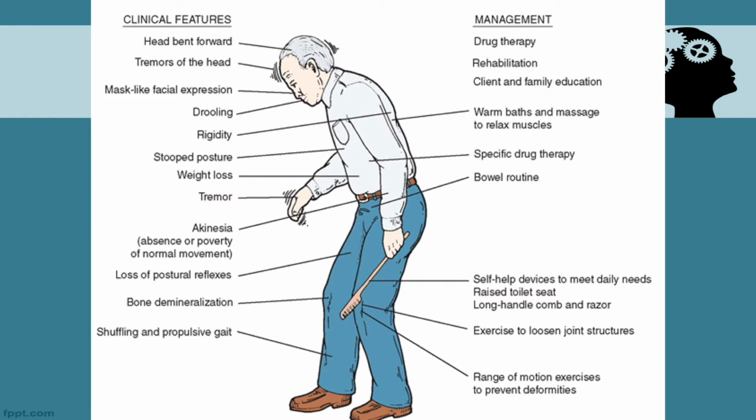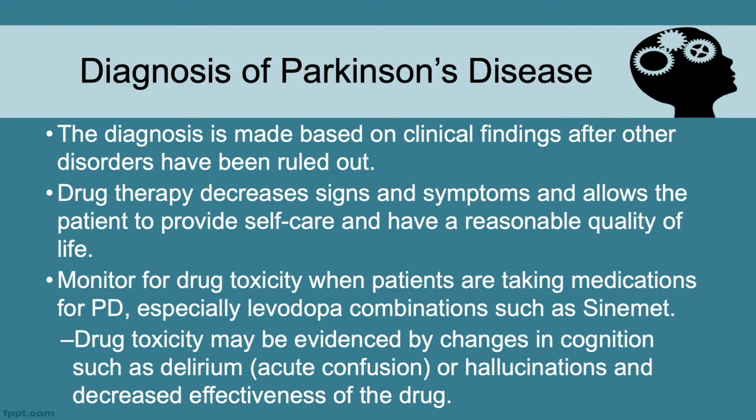Management is through drug therapy, rehabilitation, client and family education, warm baths and massage to relax muscles, a bowel routine, self-help devices to maintain and meet ADLs, exercise to loosen joint structures, and range of motion exercises to prevent deformities. The diagnosis of Parkinson's disease is based on clinical findings after other disorders have been ruled out. Drug therapy decreases signs and symptoms and allows the patient to provide self-care and have a reasonable quality of life.